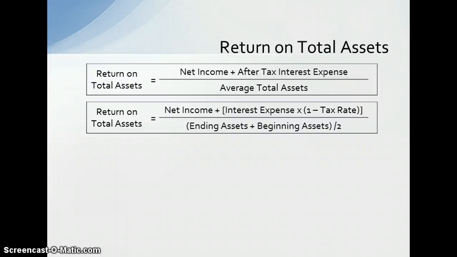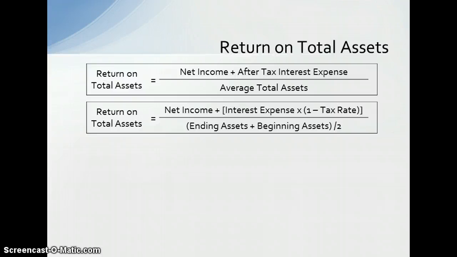Another ratio that stockholders look at is called the return on total assets, but we have to look at the after-tax return. You see, interest expense will lower net income, but then we get a tax break on our interest expense. So what we're going to do is add back what we call after-tax interest expense. So net income plus the after-tax interest expense divided by our average total assets. A little complicated here, but if you take the interest expense times 1 minus the tax rate, you're going to get your after-tax interest expense.